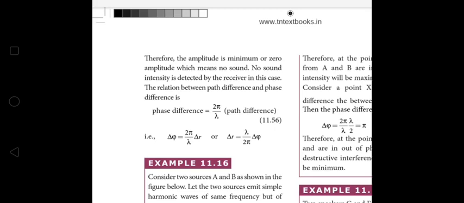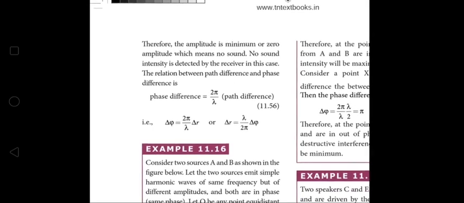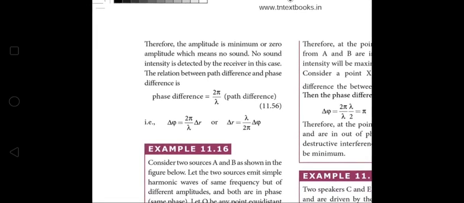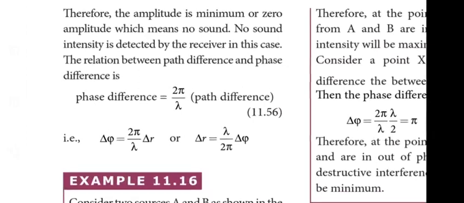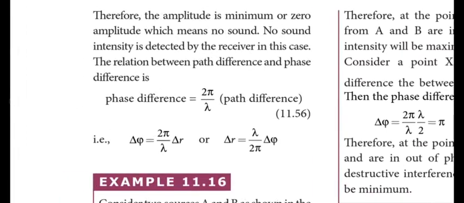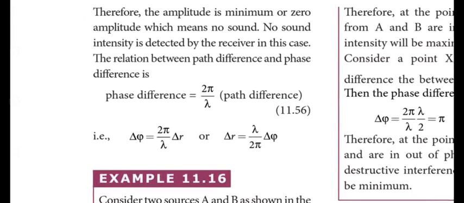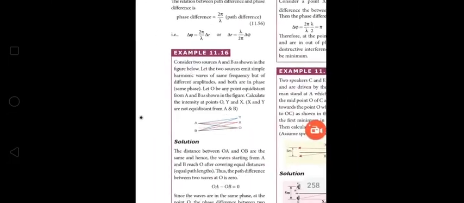The relation between the path difference and the phase difference is 2 pi by lambda. That is, delta phi is equal to 2 pi by lambda into delta R. Otherwise, delta R is equal to lambda by 2 pi into delta phi. This is the relation between the path difference and the phase difference. Okay, understood what is given here.